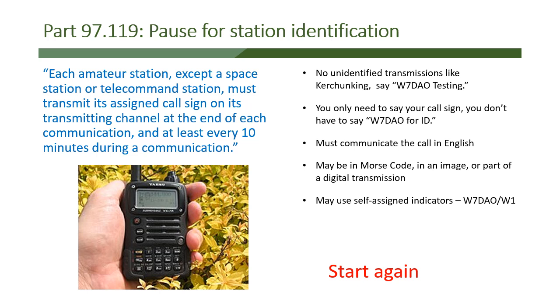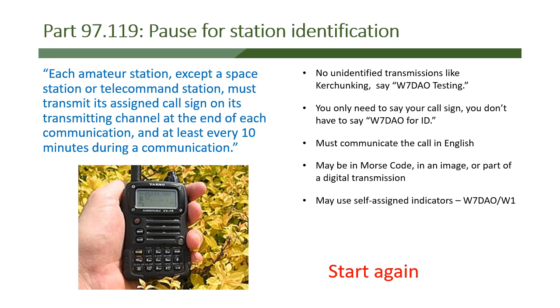You must communicate your call sign in English. It could be communicated in Morse code, in an image if it's slow scan TV or amateur TV, or as part of a digital transmission. And you can use self-assigned indicators. So you could say, "Hey, I'm W7DAO/W1," for whatever W1 is supposed to mean. It could be part of a tactical call sign. But I could say W7DAO/6.